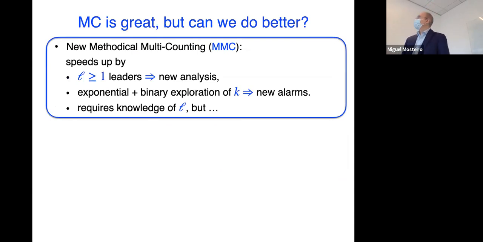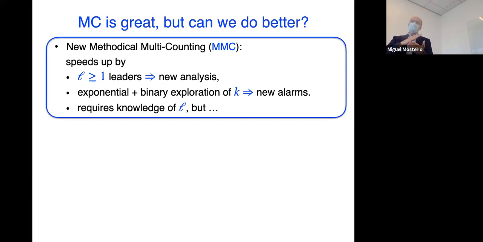So this is the follow-up. We design a new algorithm that speeds up the running time by having more than one leader. In the initial one, Spirakis et al. showed that we need at least one leader. But can we have more? What is exactly the information that we need to know about those leaders in order to compute? So we consider more than one leader, and we also improved by doing exponential exploration of k. So instead of increasing k one by one, we double k.